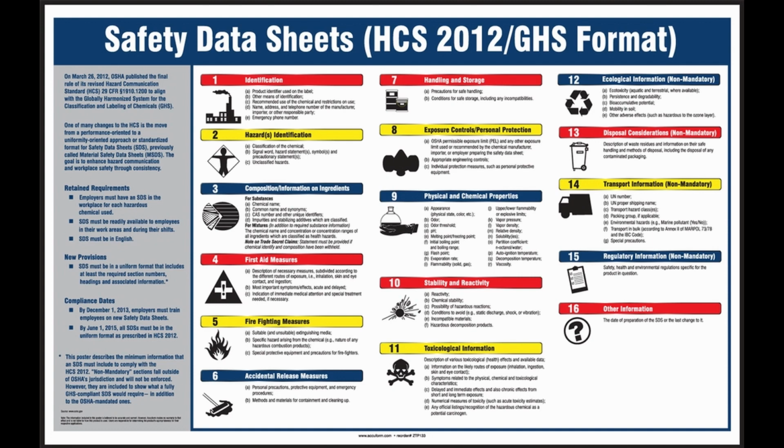Number 12 is ecological information. Number 13 is disposal considerations. Number 14 is transport information. Number 15 is regulatory information. And number 16 is other information the manufacturer might want to include.